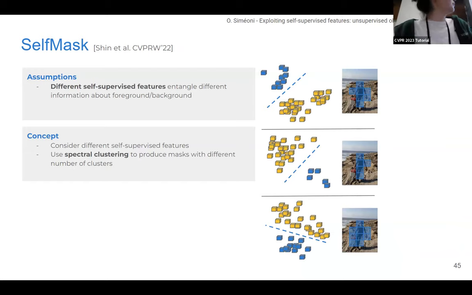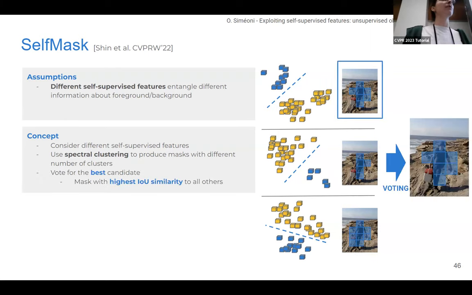Still at CVPR 2022 last year is Self-Mask, which I find interesting because they show that you can use different self-supervised features, that they all have their own properties that will localize certain objects or certain other objects. And here what they propose is you have different pre-trained models. For each of them, you apply spectral clustering, you find your bipartitions. And then you can, with a simple voting scheme, find the one that is the most popular. So they do that and they obtain a good mask at the end.